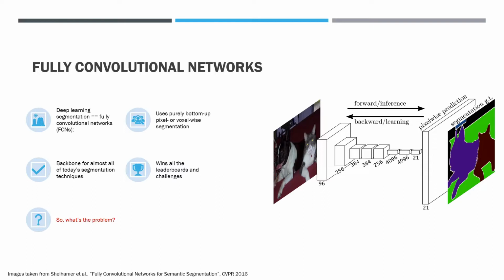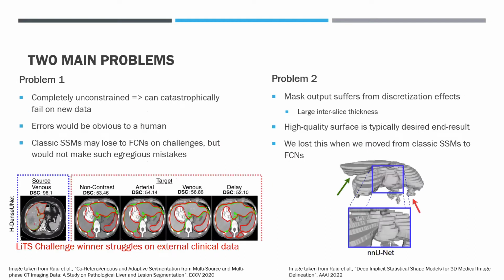The way FCNs work is that they use a purely bottom-up pixel or voxel-wise segmentation. They segment voxel by voxel based on just the context and the neighborhood that it sees. FCNs are the backbone of all the winners of leaderboards and challenges today, and they essentially dominate segmentation. So you might ask, what is the problem? I would say there are two main limitations with FCNs, despite their definite strengths.